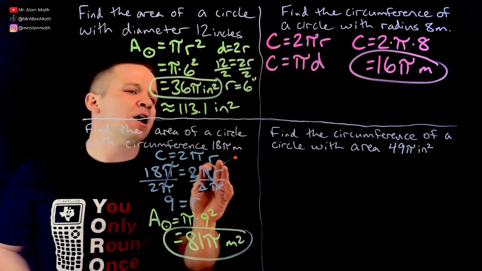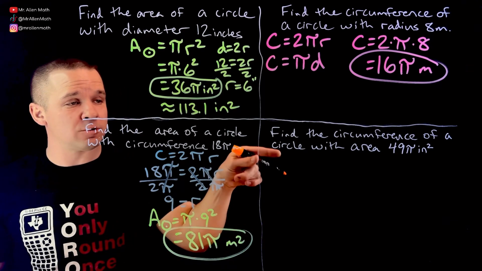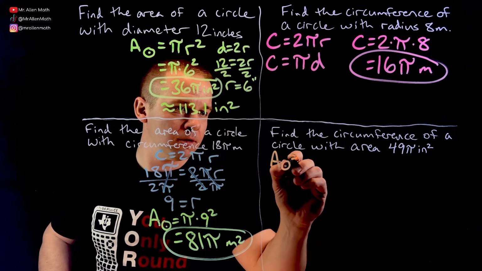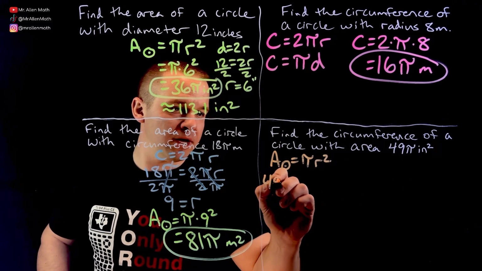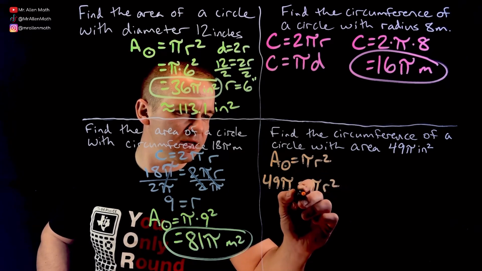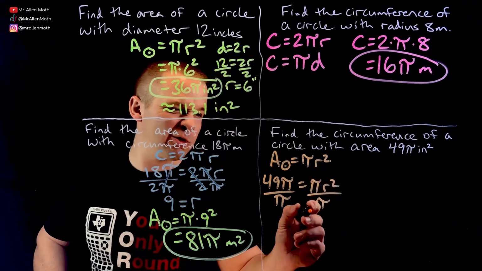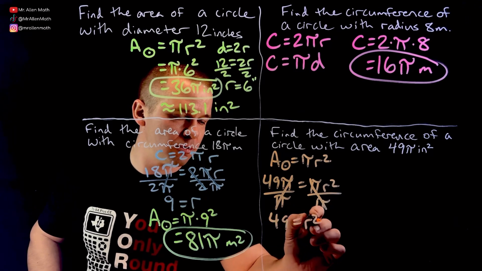Find the circumference of a circle with the area of 49 pi inches squared. Well, area is pi r squared, so area of a circle, jot that down. 49 pi is going to go in place of the area, and now I can solve for my radius. It is a little bit more challenging, right? I'm going to have to do something with that squared. I don't know yet, but those cancel. I get 49 equals r squared.